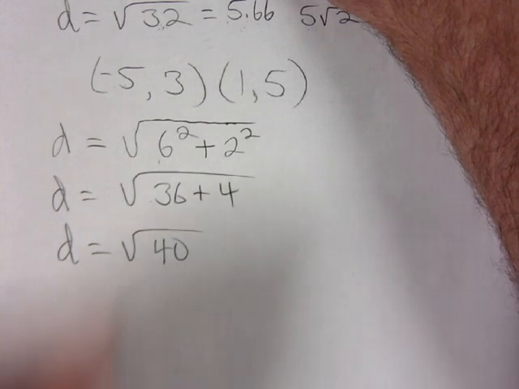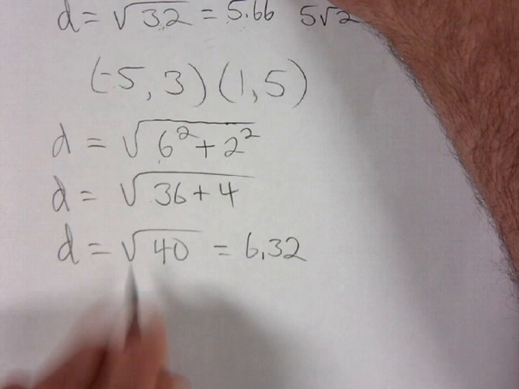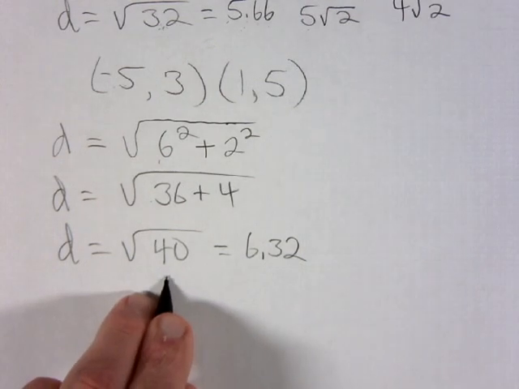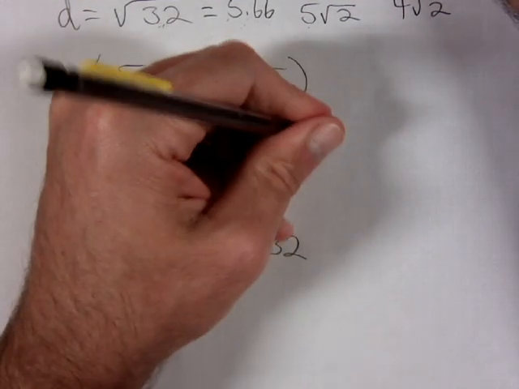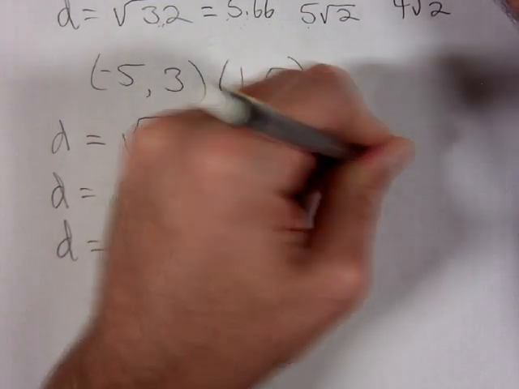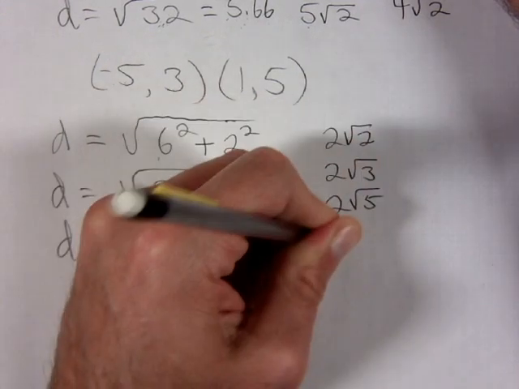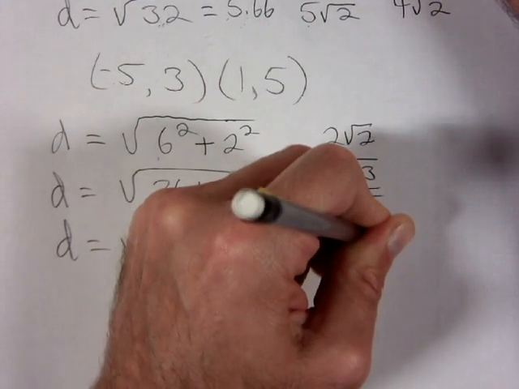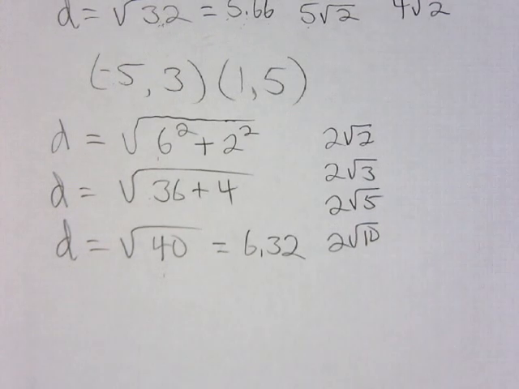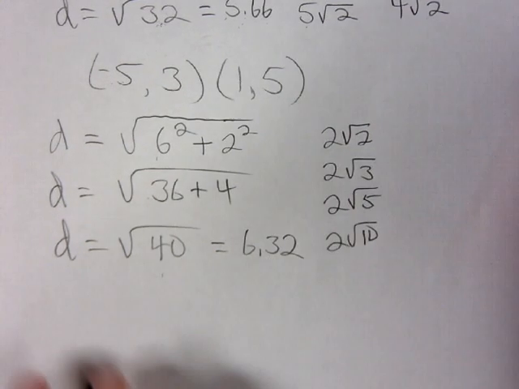Okay? As a decimal, that is 6.32. You could figure that out pretty quickly by plugging that into the calculator. But once again, what if these are my answer choices? 2 square roots of 2, 2 square roots of 3, 2 square roots of 5, and 2 square roots of 10. Well, how am I going to know which one is the right answer? You can plug these into the calculator, see which one gives you this. Or we can do it by hand.